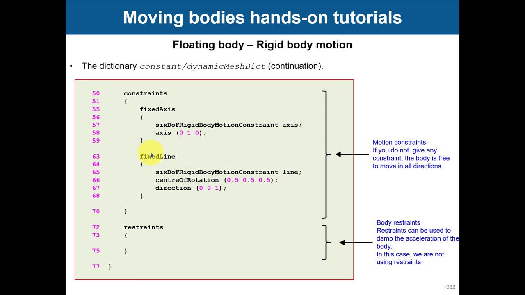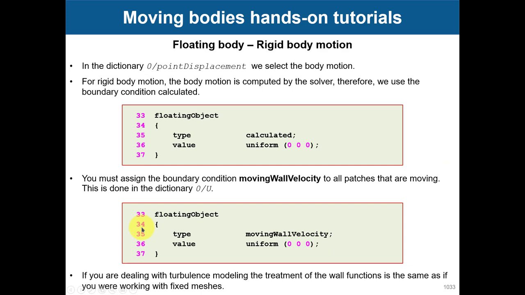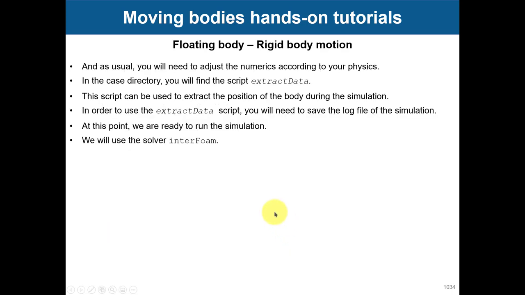For the actual tutorial that we're going to run, we don't have any options here. And then you go into the 0 folder, point displacement, okay? We use this file and here, like in the prescribed motion, you put the body that is moving. The rigid body motion is calculated, because it's computed from the motion solver of the body. So you put calculated here, and remember, moving wall in U, okay? All the walls that are moving, in this case it's just one patch, moving wall, and that's all. That is your setup, okay?